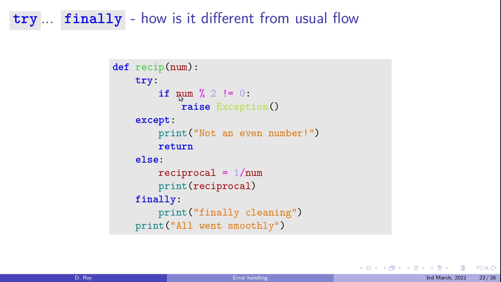As we have seen earlier in the example, in this code as well, we are computing the reciprocal of the number if the number is even, and if the number is odd, in this program we want to print this corresponding statement that the user had provided a number which is not an even number. Here I have provided one finally block where I have written finally cleaning and a print statement, which is also in this function definition, where I have written all went smoothly.